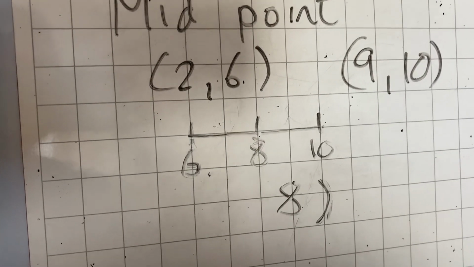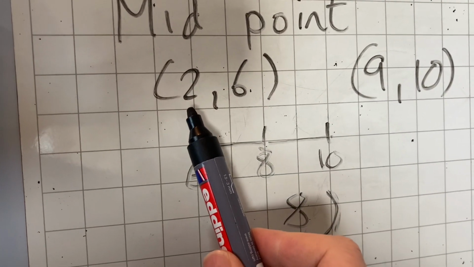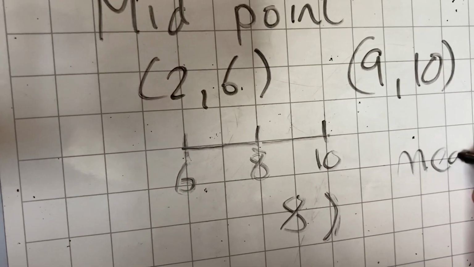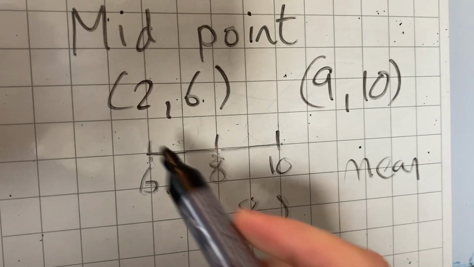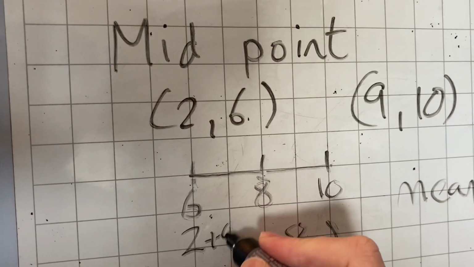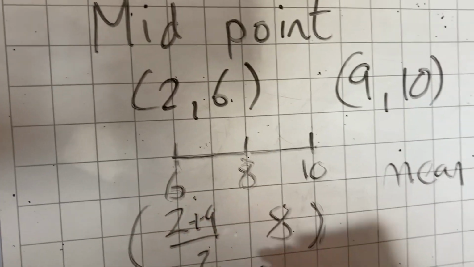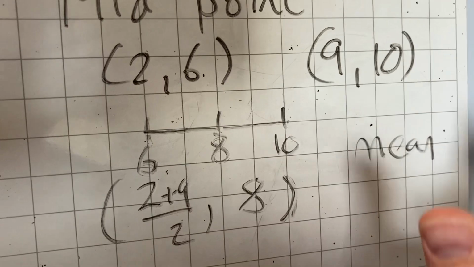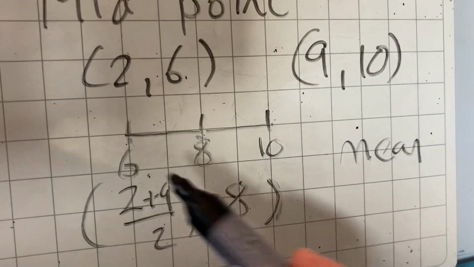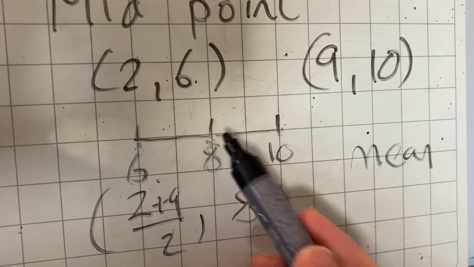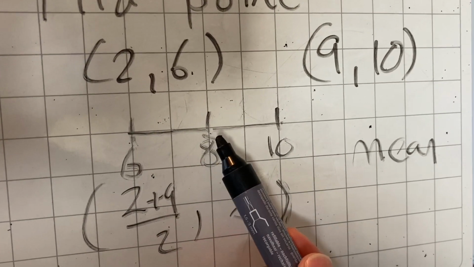And then for the x value, maybe here you would want to use the formula, which is just a mean average. So what you want to do is add the two together, 2 plus 9, and divide that by 2. It was much easier to see the y value because 6 and 10, they're both even numbers. I can plot them. The difference is just going to be 4 and halve that. And I can see that 8's in the middle.